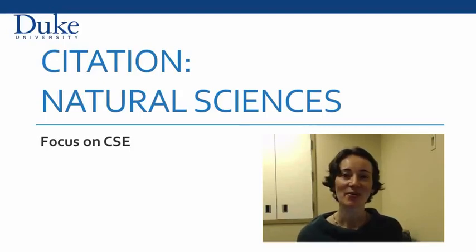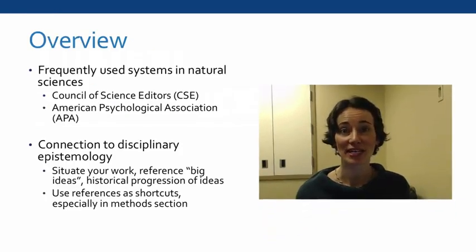Hello. Today we're going to talk about citation in the natural sciences. We use the CSE, or Council of Science Editors, style in most of our writing. However, we also use the APA, the American Psychological Association, depending on the source or outlet that we are submitting our paper or work to.